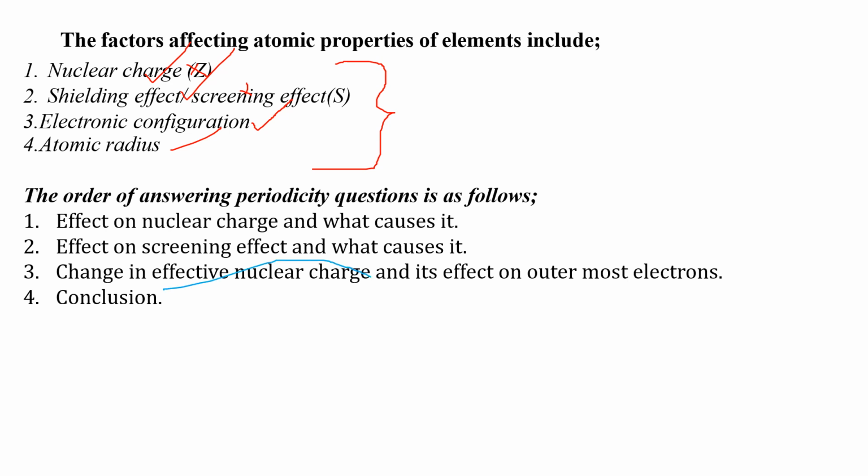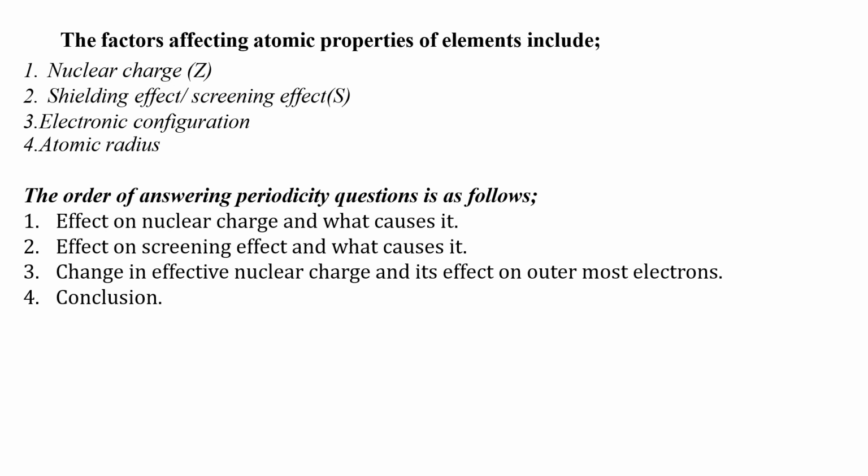Then what about down the group? We have said that down the group, screening effect is going to be increasing, and it's increasing because you're adding completely filled sub-energy levels of electrons. So once screening effect increases, its increase is going to outweigh the increase in nuclear charge. And once screening effect increases more than nuclear charge, that means that the effective nuclear charge is going to decrease.